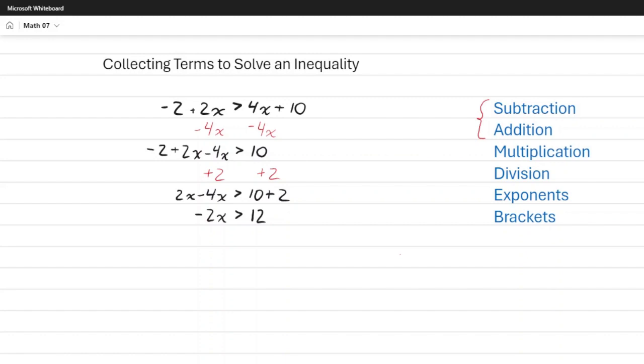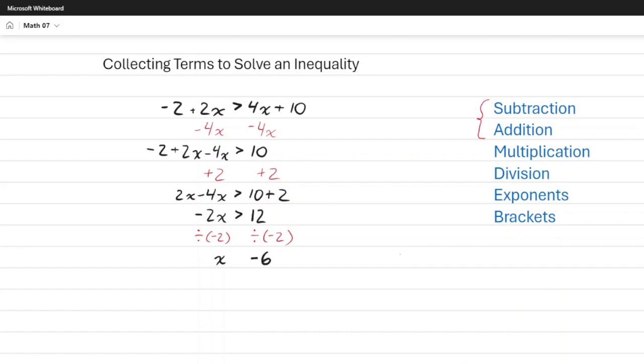Now we want to isolate x. To do that, we have to divide both sides by negative 2. Remember, we divide by anything that is attached to our variable. So we're going to divide by negative 2, and again, the same thing on the other side. So this will be x. 12 divided by negative 2 will be negative 6.